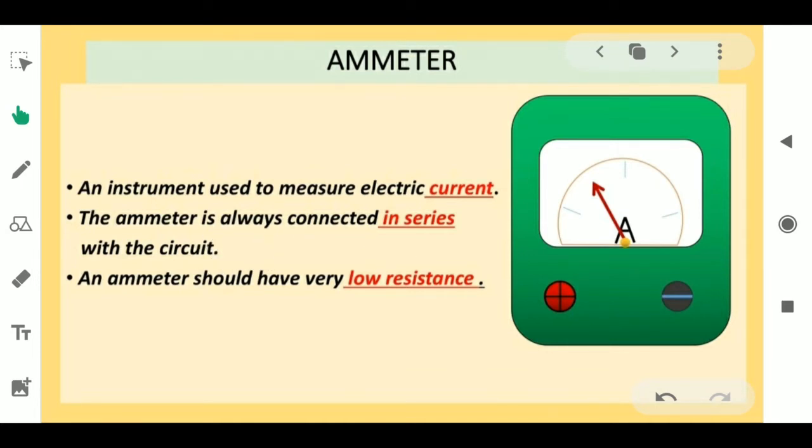In the case of a voltmeter, we always connect it in parallel with the circuit. But the ammeter we always connect in series with the circuit, because the ammeter is used to measure the current passing through the conductor. And this ammeter should have very low resistance. Why is it so? Because it should not change the value of the current flowing in the circuit. Therefore, the ammeter should have very low resistance.